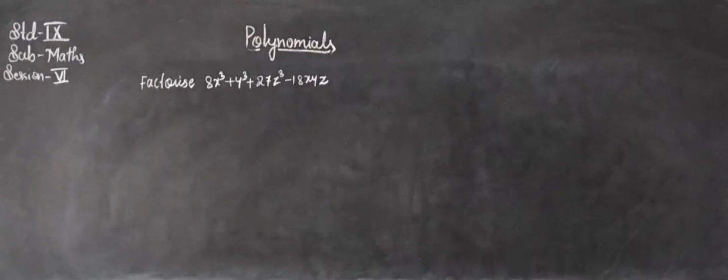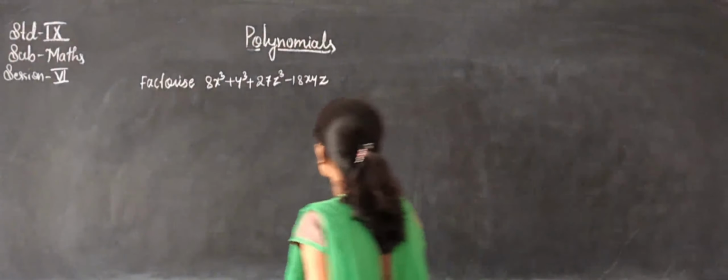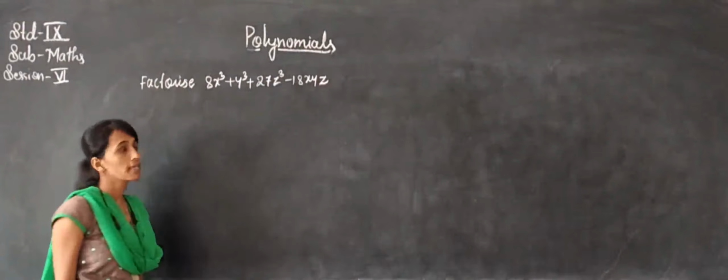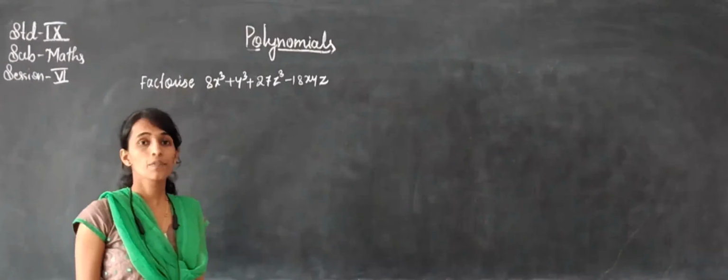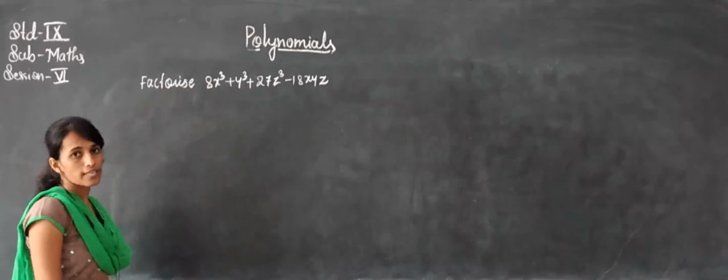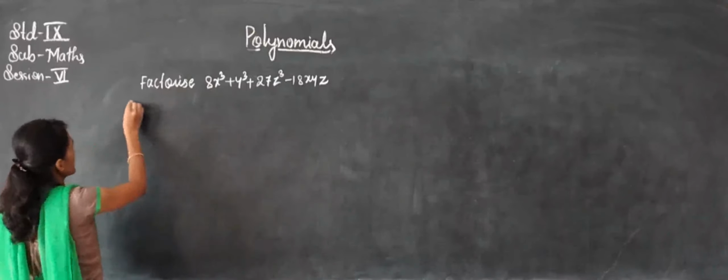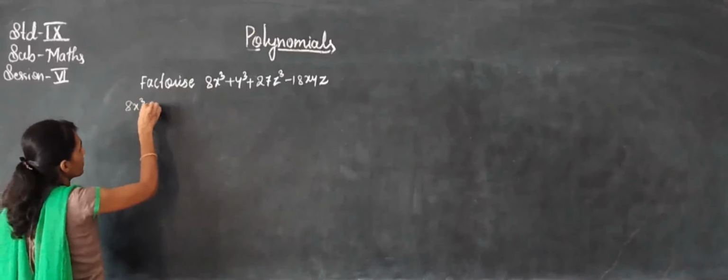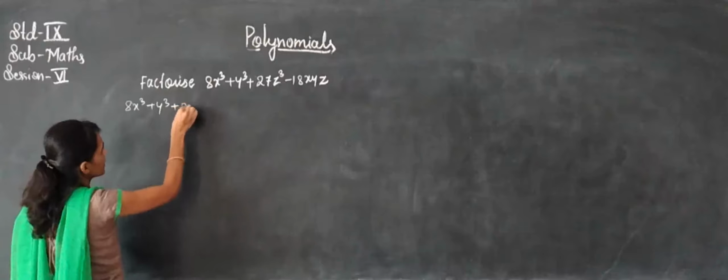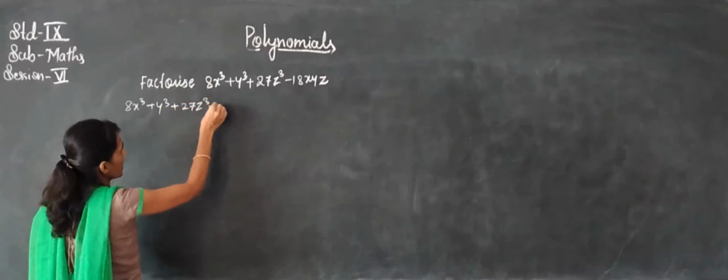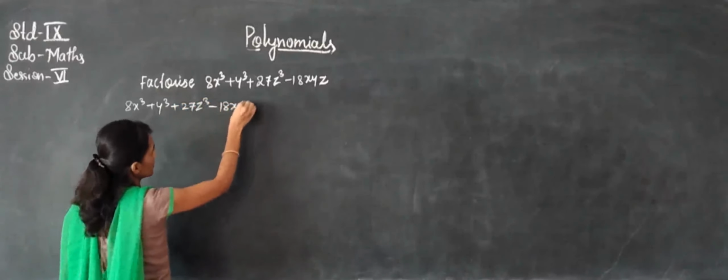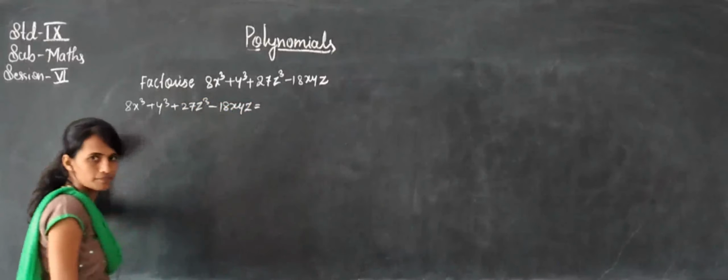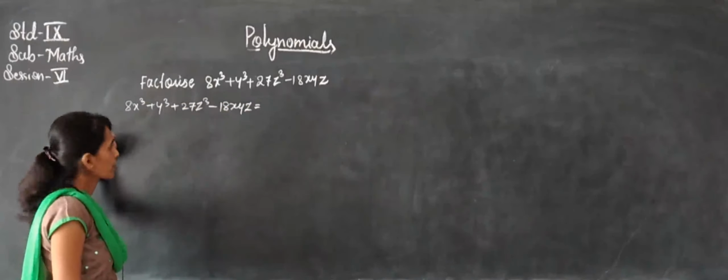So, example: factorize 8x cube y cube plus 27 z cube minus 18xyz. Then we have to factorize it using the identity pattern. So, 8x cube plus y cube plus 27z cube minus 18xyz. How can I write this one?